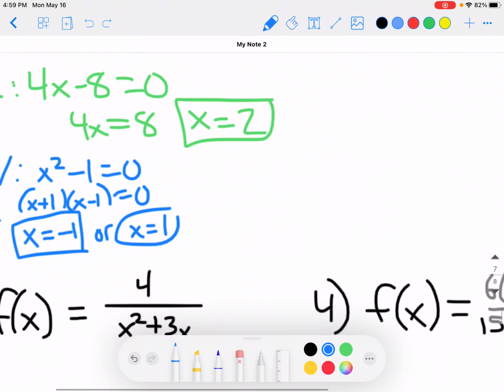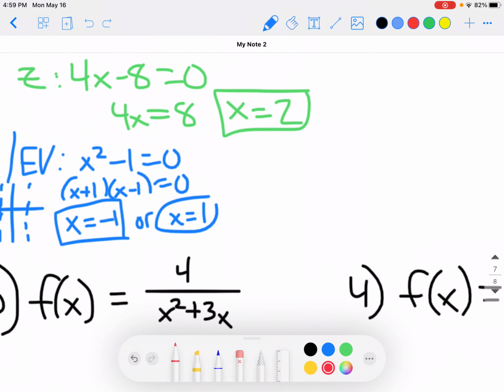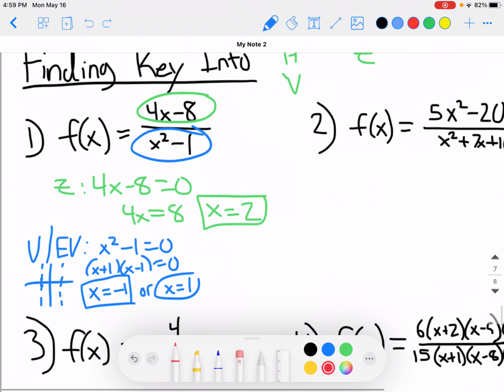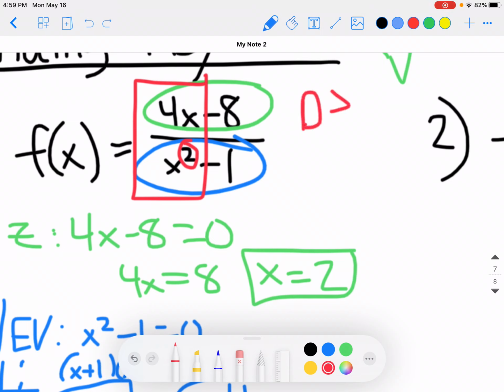Okay, now continuing on, we have to do the horizontal asymptote. For the horizontal asymptote, it's all about taking a look at our leading terms. Now notice how down here I have x squared. That is bigger. So if the degree in the denominator is greater than the degree in the numerator, that corresponds to my horizontal asymptote being y equals 0.